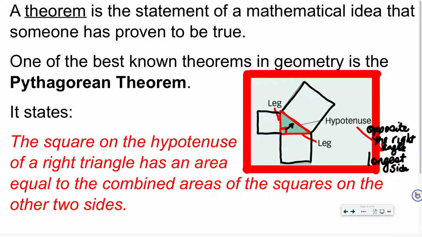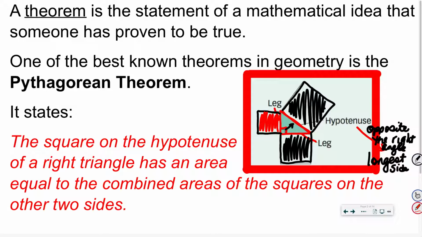So again, the square on the hypotenuse of a right triangle has an area that is equal to the combined areas here. So really what that means is the area of this square is equal to this square plus this square. Always. In a right triangle, it is always true.